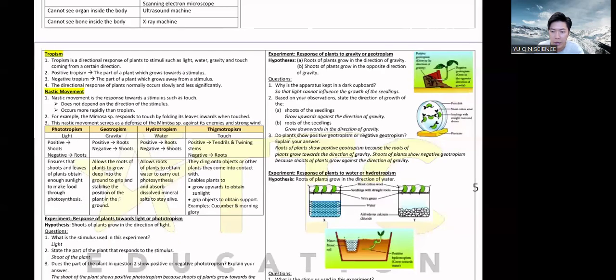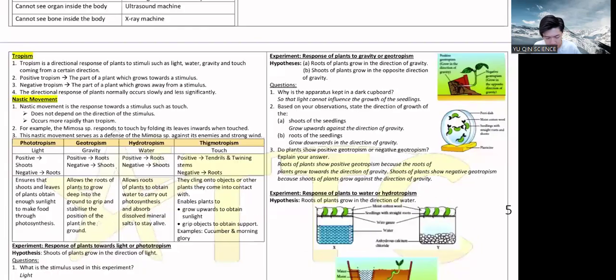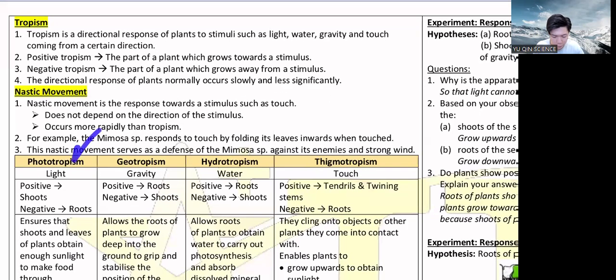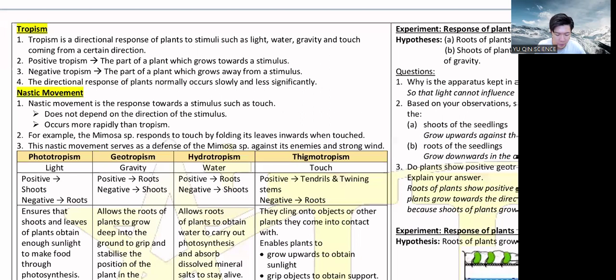Okay, anyway, let's get to plants. So we have tropism. Tropism is a response for plants. Just like you and me, we can respond to hot, cold, pressure. We can respond to so many things, right? Plants have to give a response also. There are 4 plant responses: phototropism, geotropism, hydrotropism, and thigmotropism. We separate them into 2 types, positive tropism and negative.